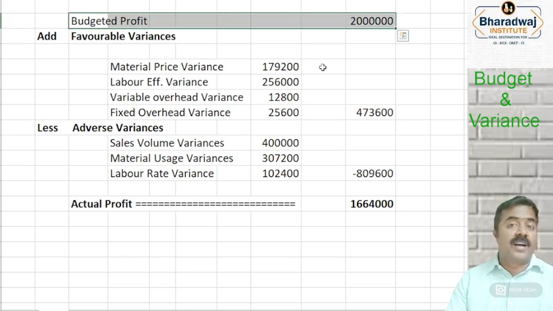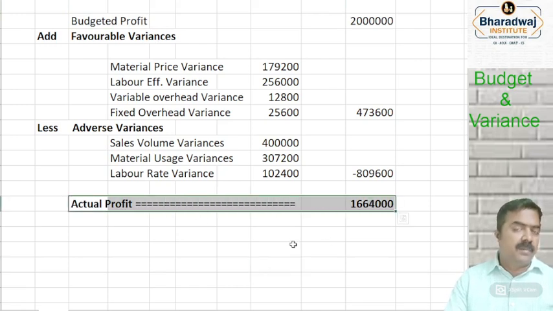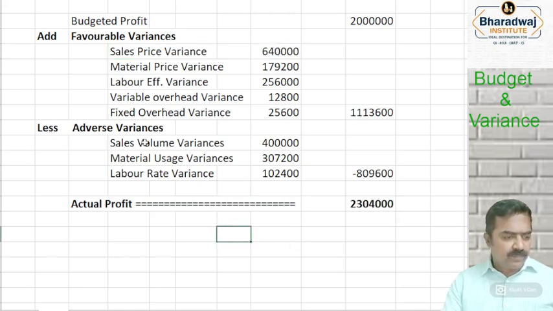We sold for a higher price. Selling price was more. That's why we got a positive variance. Otherwise, your budgeted profit would have been more than the actual profit. Otherwise, you would not have attained the target.